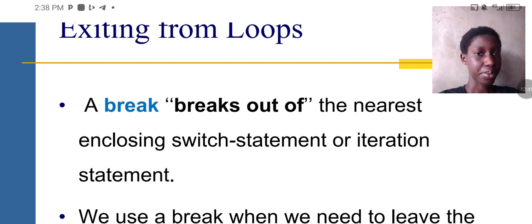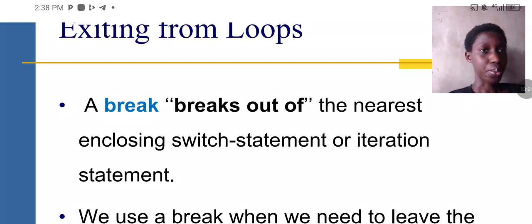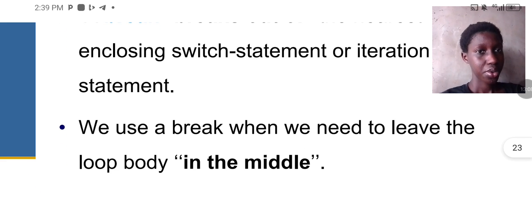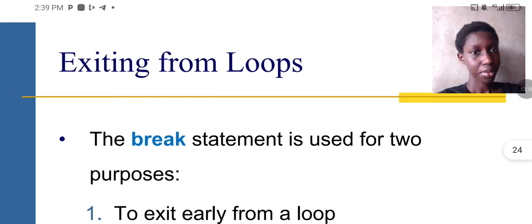Right, in my previous video we talked about switch statements using the break, and in iteration statements too, a break is also helpful in ending or exiting a condition or a loop. It breaks out of the nearest and closest switch statement or iteration statement. We use it when we want to leave the loop body in the middle.